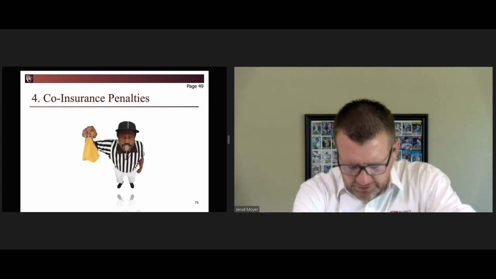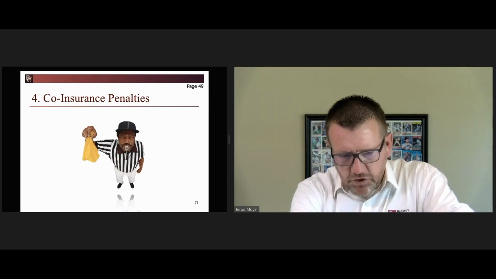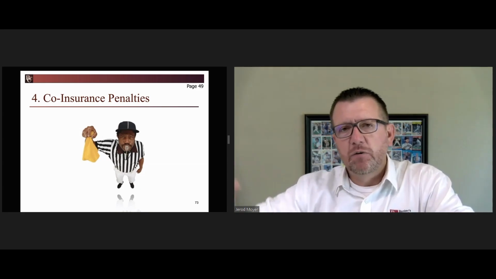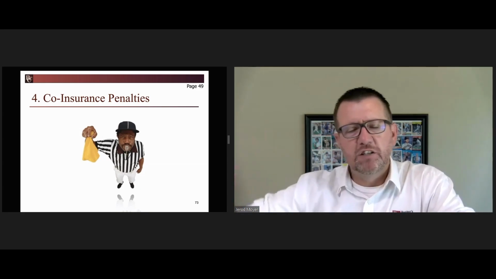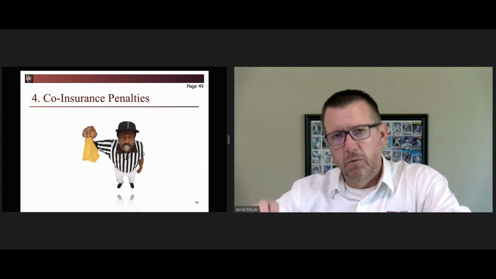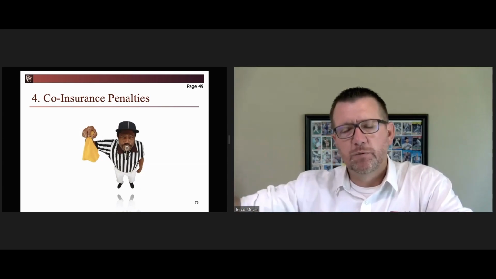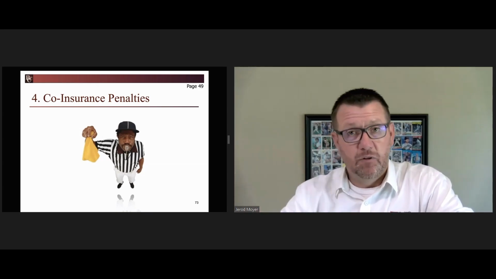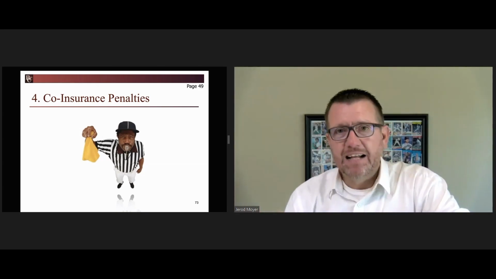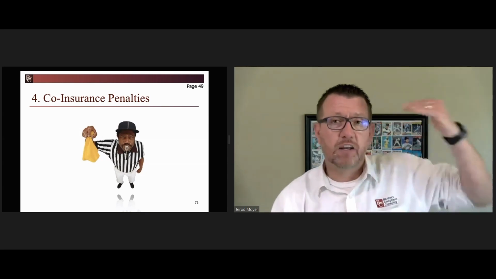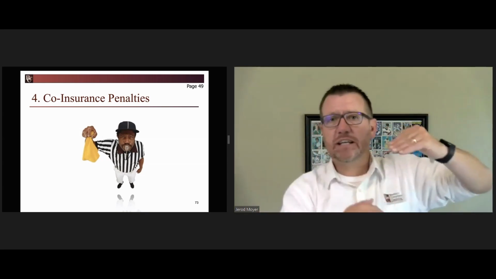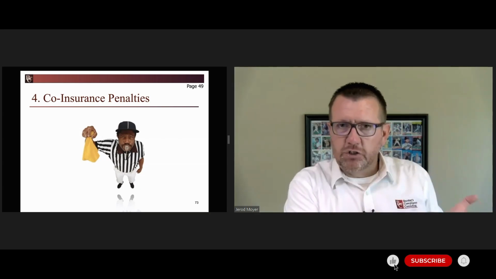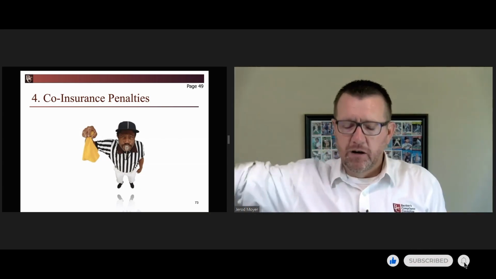So coinsurance penalties, top of page 49. The general rule is to receive full face value of a policy, you have to be insured to 80% of replacement cost. If the borrower doesn't have 80% of replacement cost, they're not going to get full face value in the event of a loss, at the time of the loss. They're going to get something less than that. That difference between the face value that they think they have and what they actually get is the coinsurance penalty. So in order to be fully insured, they have to be insured to 80% of replacement cost value.